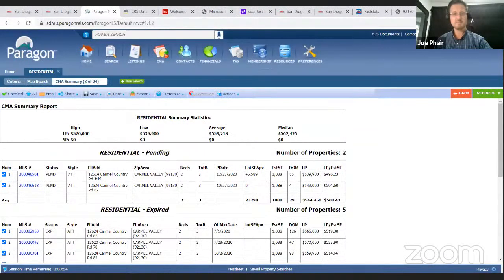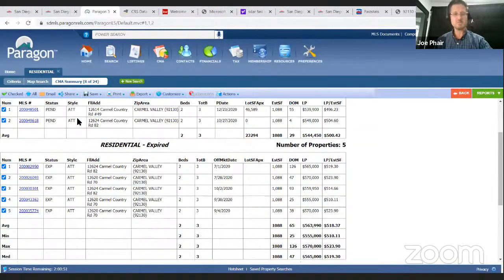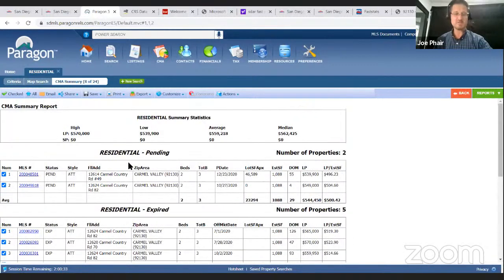Pull this out. Print out 2 copies. One for you to look at, one for them to look at. And then what you should probably do is have this, and then also print out a couple copies of the properties that are most like theirs. So ideally, you're going to want 2 or 3 actives, 2 or 3 that are in escrow, 2 or 3 that are sold.